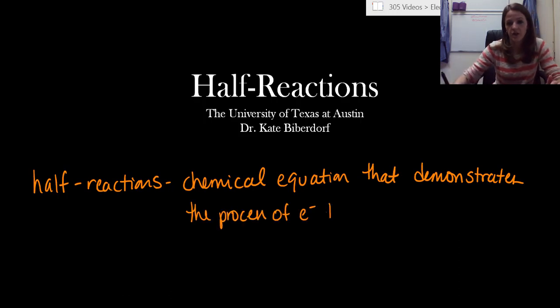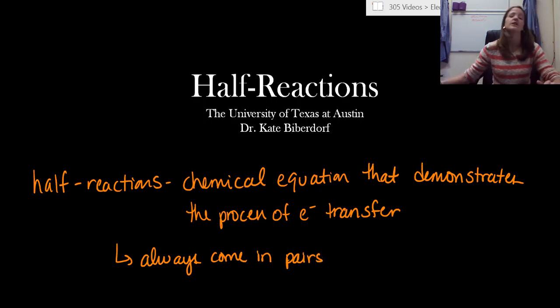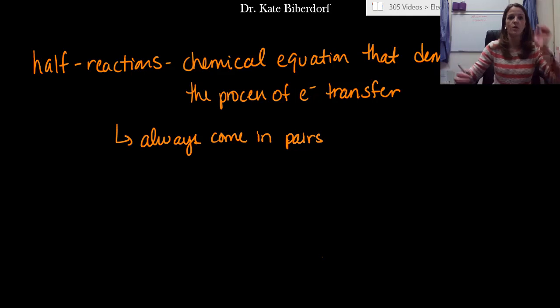of electron transfer. Even though I already said this, I'm going to write this down because I want to make sure you get this. They always come in pairs. You have to have an oxidation half reaction and you have to have a reduction half reaction. Let me show you some examples of that so that we know what it is.